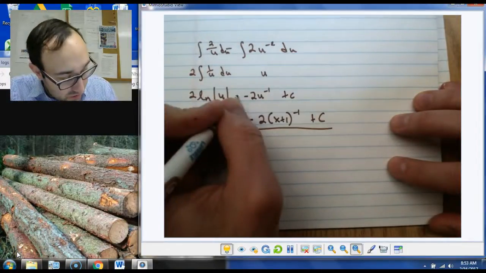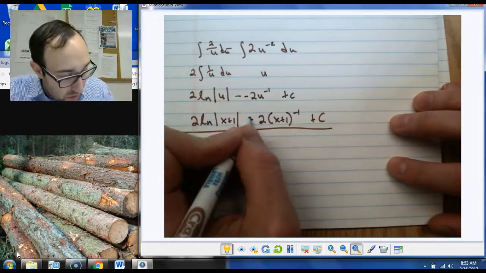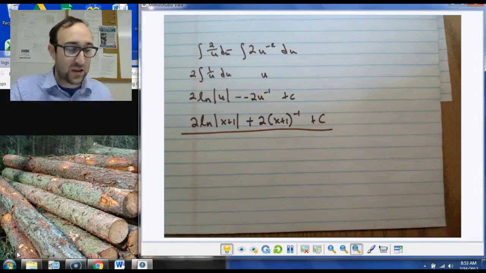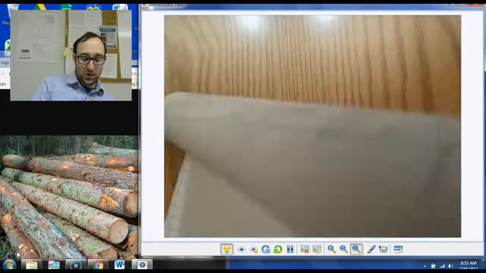Here's one thing I forgot. It should be minus right here, so minus minus should make it a positive 2. So there we go. You can write it like that, and I think that is just a-okay.